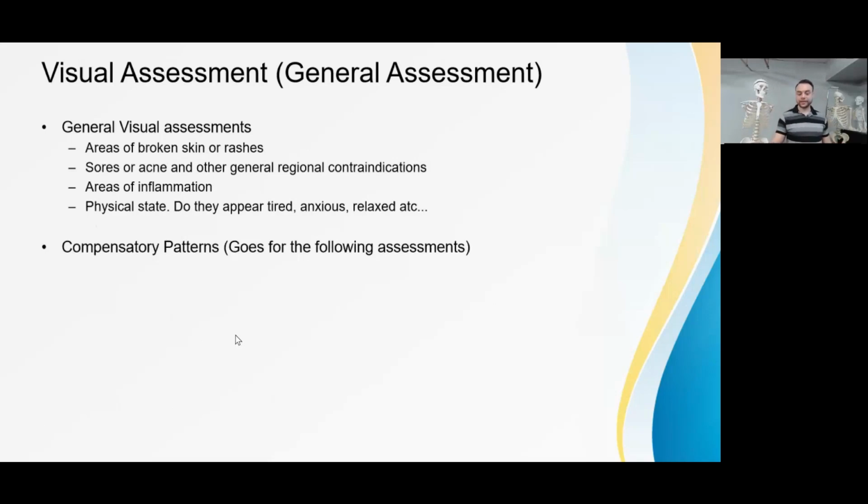Then we have compensatory patterns, or what we call compensation patterns. Compensation patterns are a little bit complicated, but let's just explain the generic understanding of what a compensation pattern is. A compensation pattern is where our bodies adjust for either lacking something, or because of pain, or to essentially promote or alter the function of our body, typically in regards to lacking something, or in the face of pain.